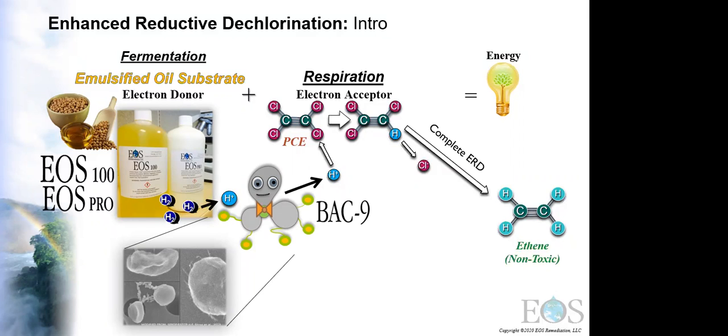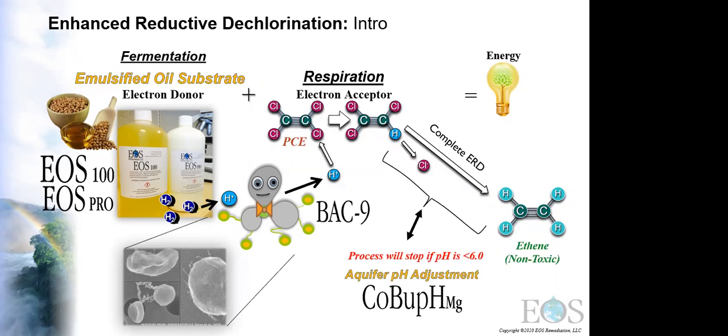end of this process. So we have the electron donor, that's our EOS formulations that you can use. We can supply the BAC9, that's the bacteria, that's the dechlorinators. And then that last step, that complete ERD step, is very pH sensitive. And so it's critical that you maintain a neutral pH during that process. And if you don't, or have prevailing acidic conditions, you need to adjust that. And we have a proprietary buffer, that's our CoBuff MG product. And so we can make this entire reaction happen efficiently at your site.